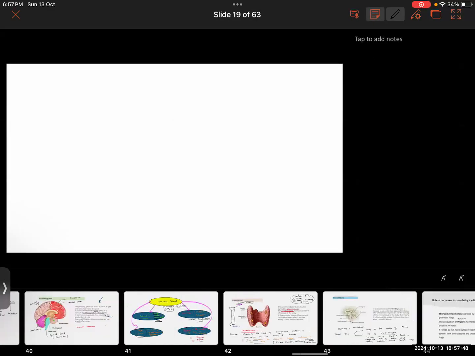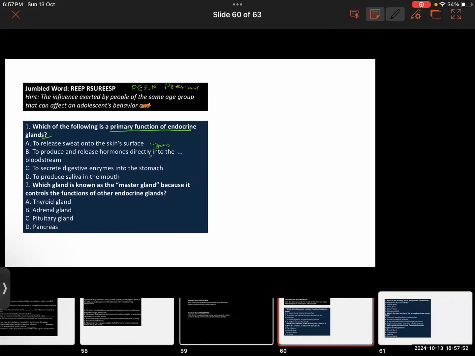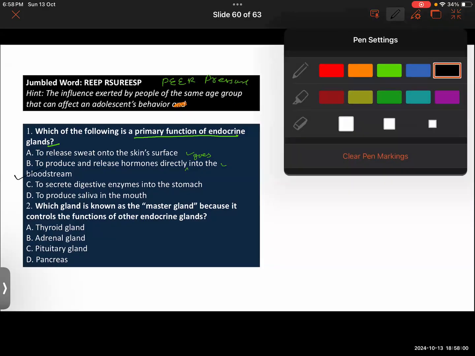Coming back to this question here, the question was saying which of them is the primary function? So primary function is to produce and release hormones directly into the bloodstream. Okay.